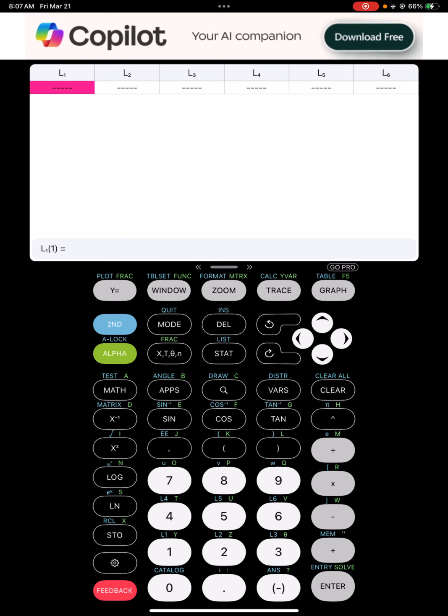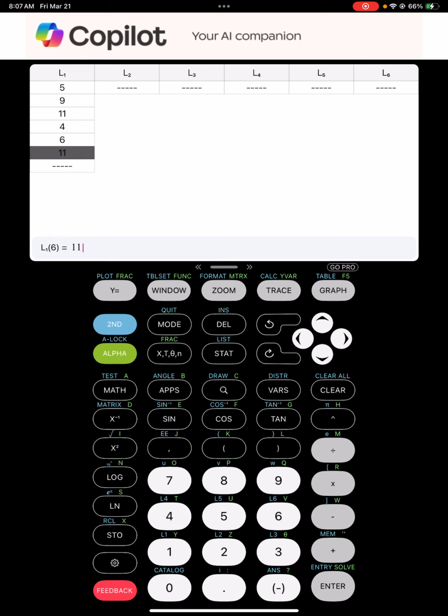So let's input these numbers in. Take a second to do that. 5, 9, 11, 4, 6, 11, 2, 7, 100, much bigger than the rest of them, and then 95, which is also much, much bigger. So we inputted all of our data values.